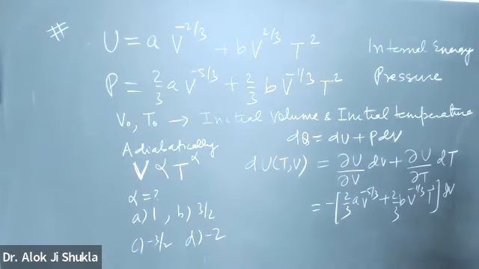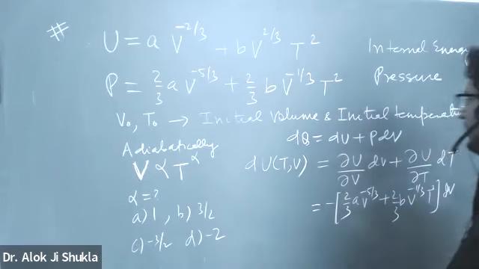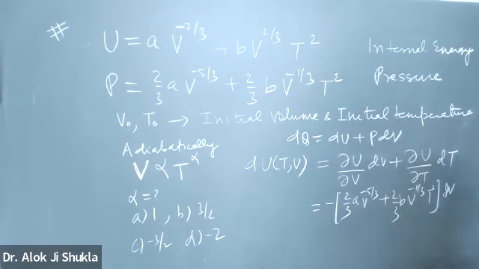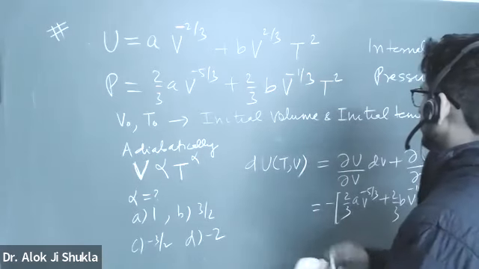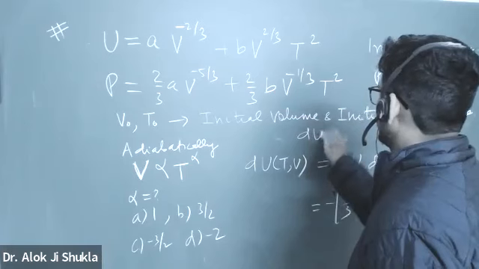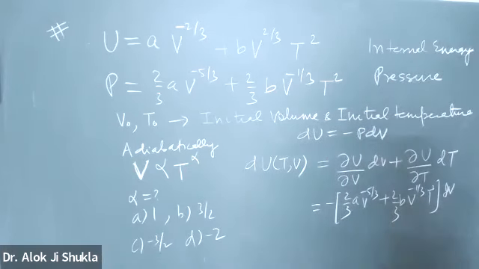The minus sign will come outside the bracket first. You have done this du by dv. Okay. So just let me write again. du is minus p dv.